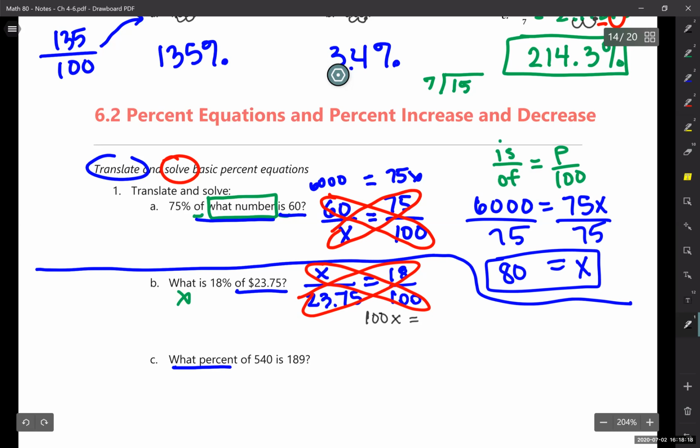Did I say that number wrong again? Maybe just put me on mute until we're done with this problem because I keep saying that number wrong.